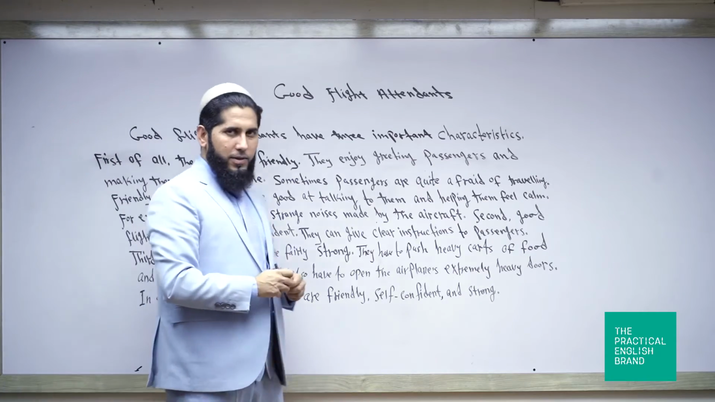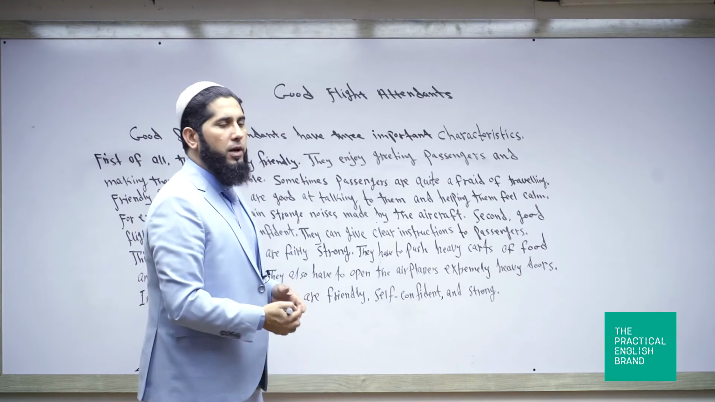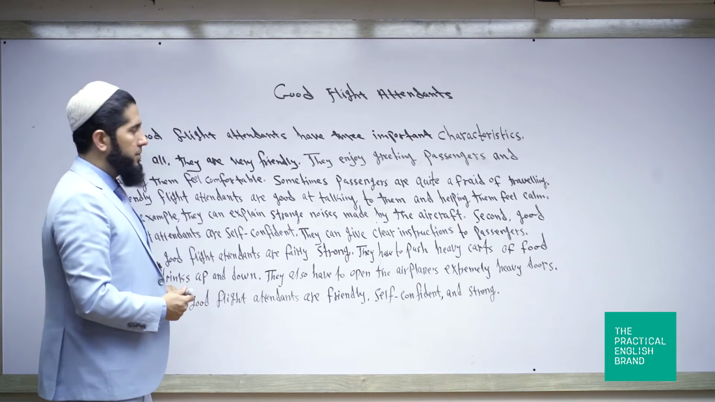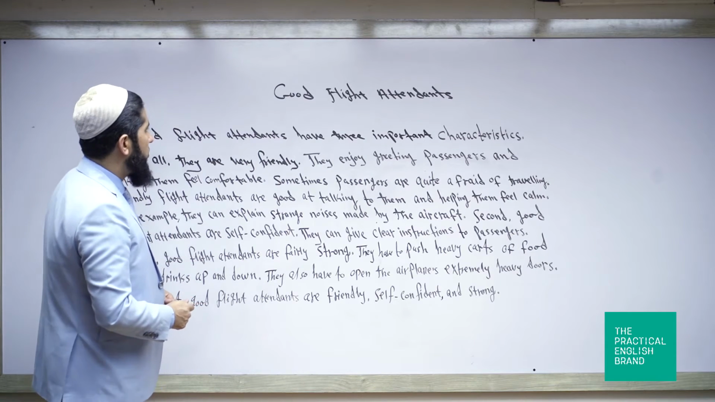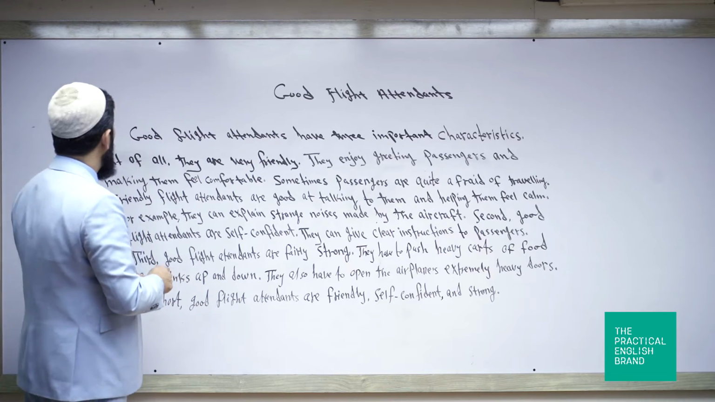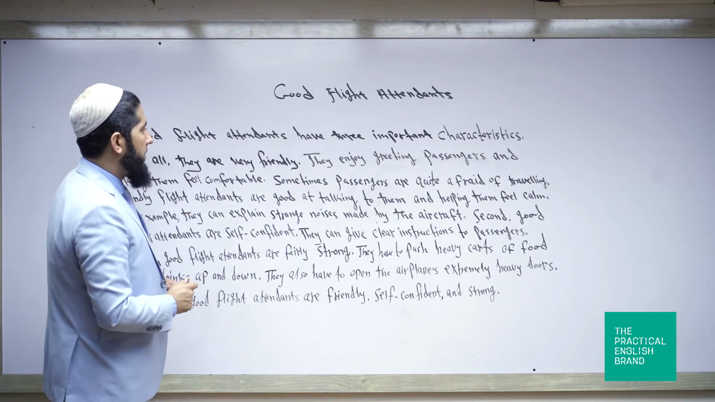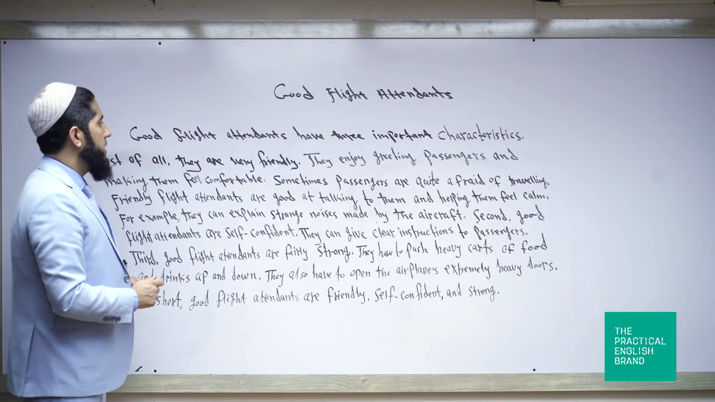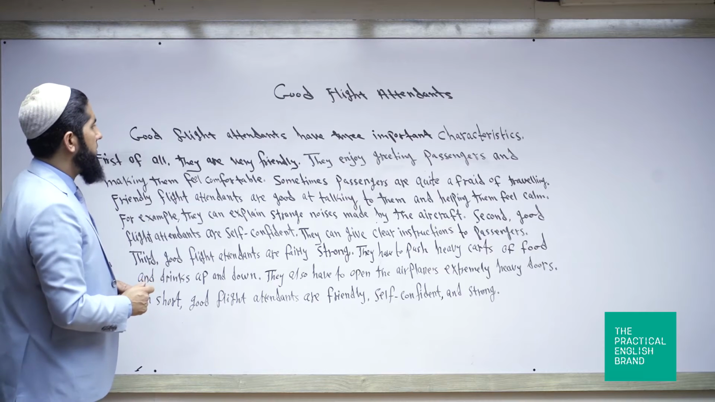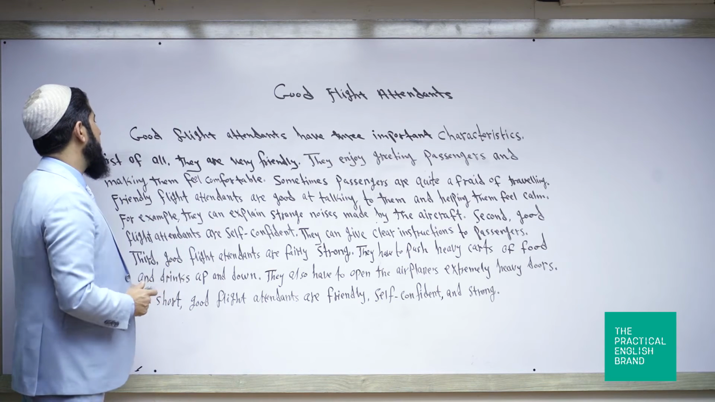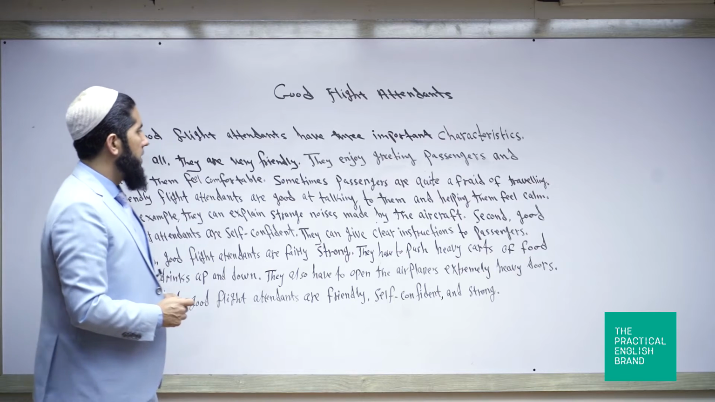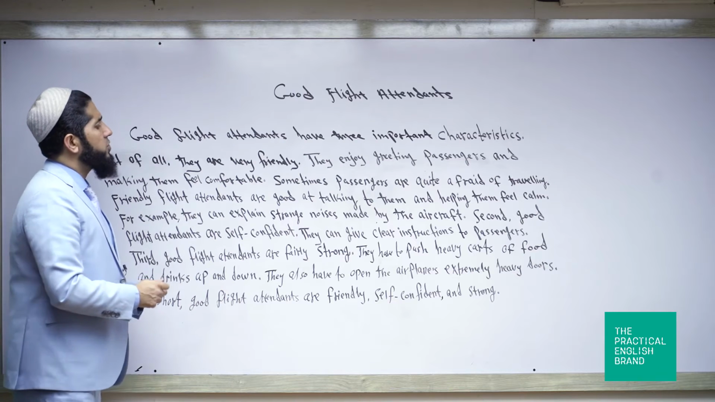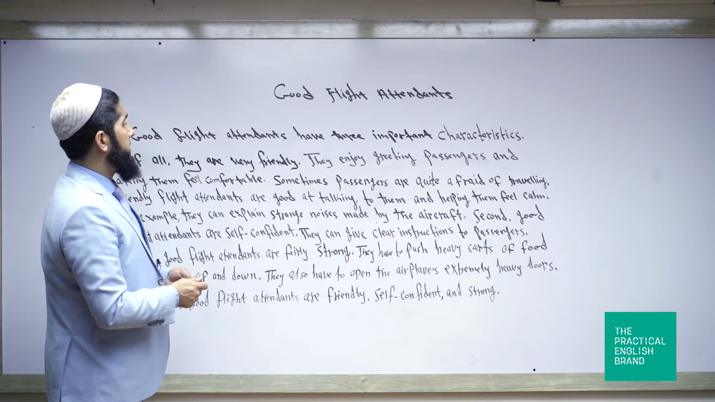So here we are. The points which were explained earlier should be all implemented over here in this paragraph. Let me read the paragraph first. Good flight attendants have 3 important characteristics. First of all, they are very friendly. They enjoy greeting passengers and making them feel comfortable. Sometimes passengers are quite afraid of traveling. Friendly flight attendants are good at talking to them and helping them feel calm. For example, they can explain strange noises made by the aircraft.